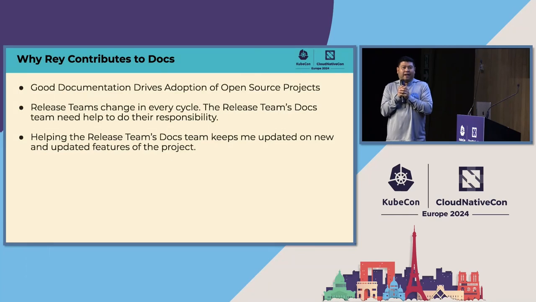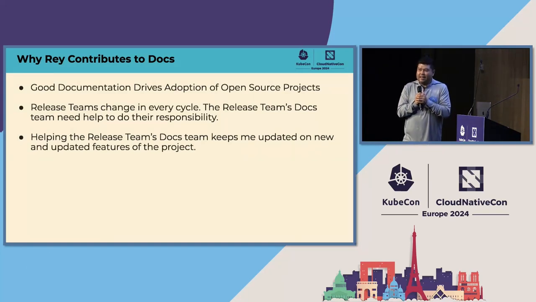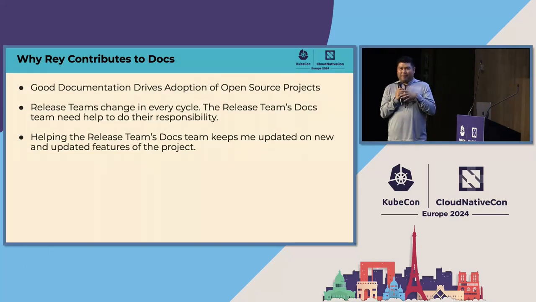There are reasons why I contribute to docs, and this became my saying: good documentation drives the adoption of open source projects. This came about because my very first experience with Kubernetes was with closed source software that was installed on Kubernetes, but didn't tell you it was on Kubernetes, installed with an ISO. I found out later when there were etcd errors. I was like, what's etcd? So it really stuck with me how good documentation drives the adoption of open source projects.